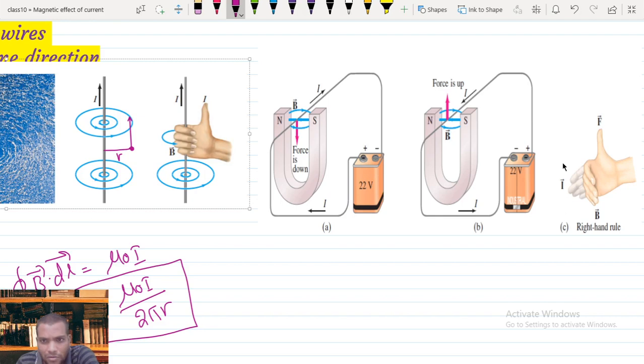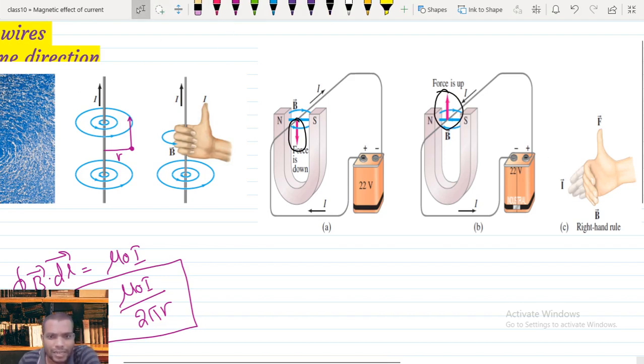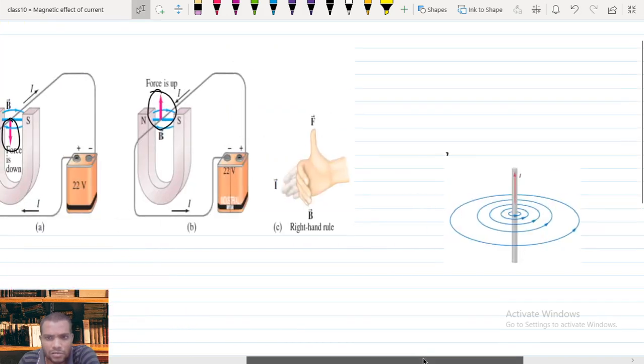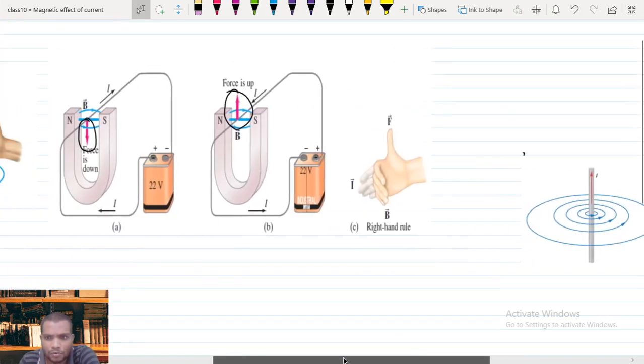So that force depends upon the direction of current. That's the reason. Here the force acts in the downward direction when current is passing, and the force is in the upward direction when you change the direction of current. To get the direction of force, we can use Fleming's left hand rule.